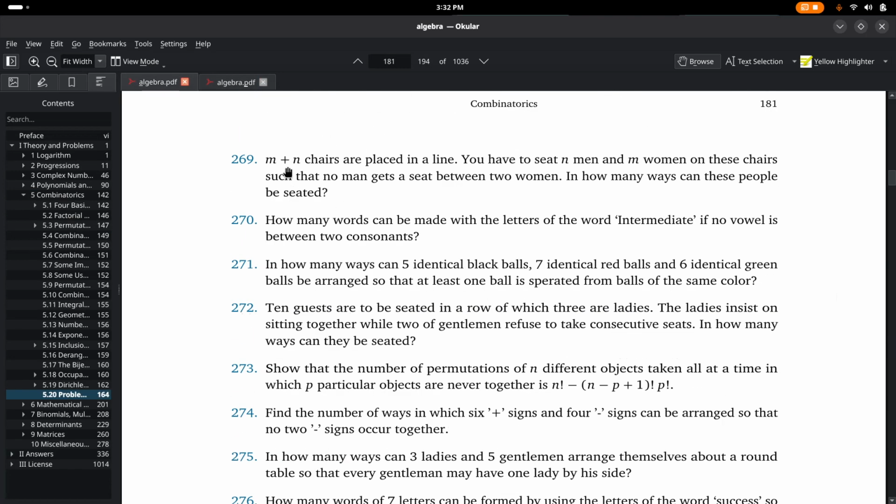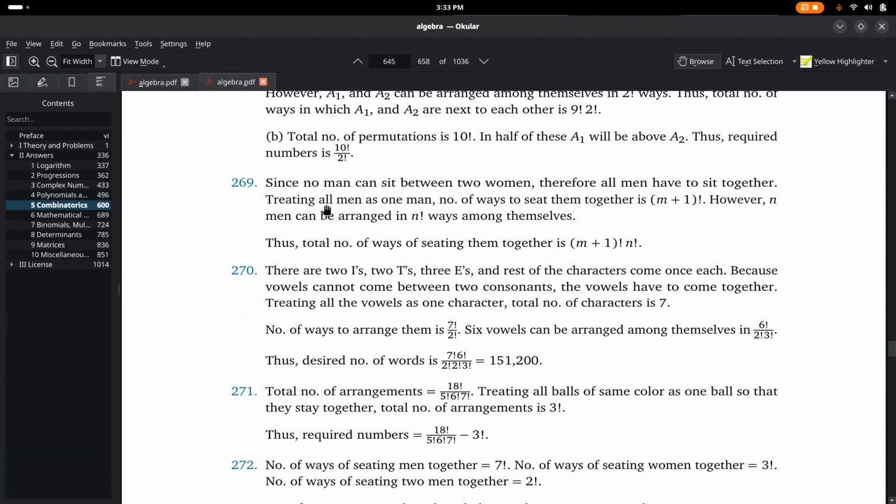Question 269 says: m plus n chairs are placed in a line. You have to seat m men and n women on these chairs so that no man gets a seat between 2 women. In how many ways can these people be seated? So no man can sit between 2 women, therefore all men have to sit together.